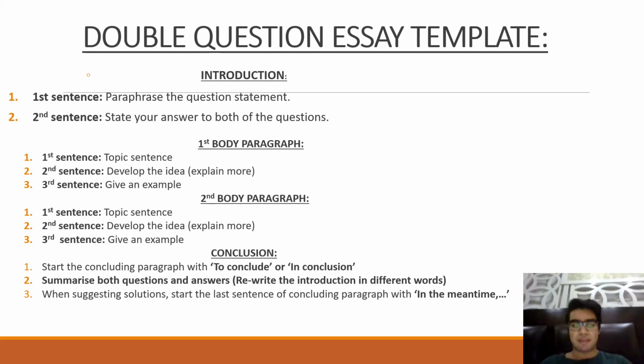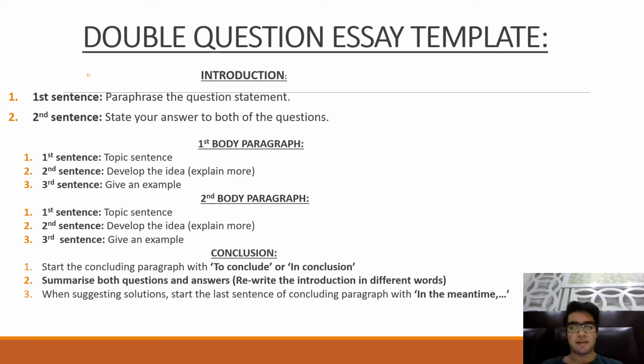In the second body paragraph, again it's the same as the first body paragraph. You include a different topic sentence, you develop that idea, you explain it using adverbs. So furthermore, moreover, this, for instance, for example, then you give an example. And then in the conclusion, you should start your conclusion with to conclude or in conclusion, and then you should put a comma because there's a pause in between. So to conclude or in conclusion is the starter of a concluding paragraph.